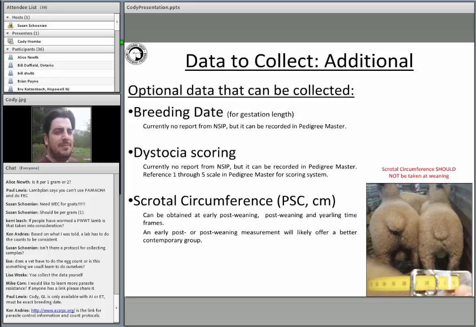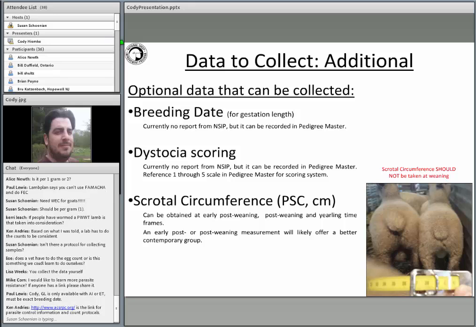Okay, thanks, Paul. Paul brings up a point there that gestation length is only available with AI or ET. I'm guessing this is something that'll get covered by Chris Schauer, but you do have an option to mark whether your animals are serviced naturally, by AI, or by ET. So I guess it must be clicking AI or ET that'll trigger your gestation length.